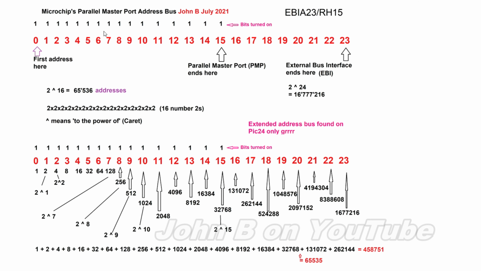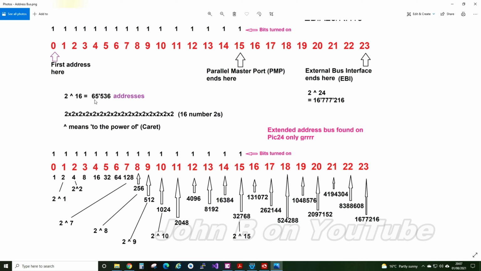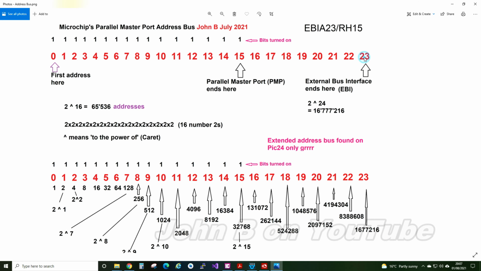In the previous video I discussed the parallel master port address bus counting up to 15 with 16 bits, and the external bus interface up here being able to count up to 23. That's 24 address lines. And I showed you an example counting up to 65,536, and by controlling 1 extra port pin we could get that to increment to 131,000. But having the external bus interface, we've got 24 pins available. No need to mess about with port pins.